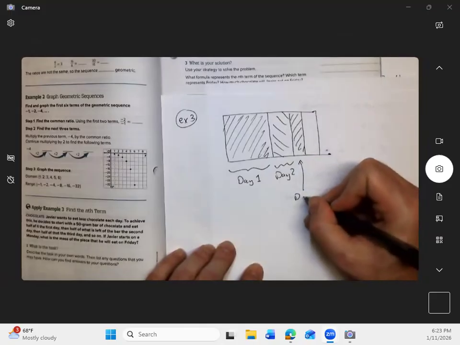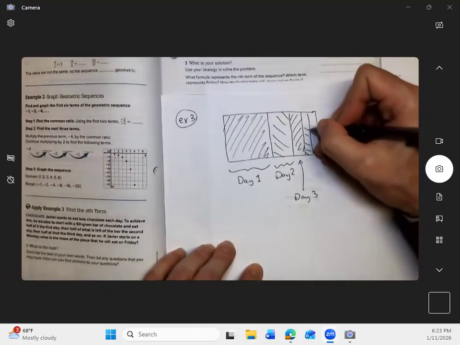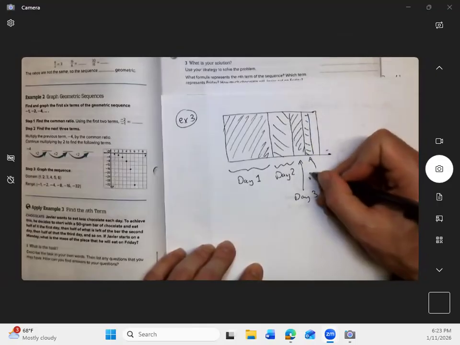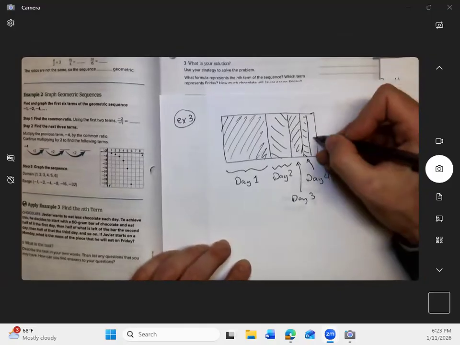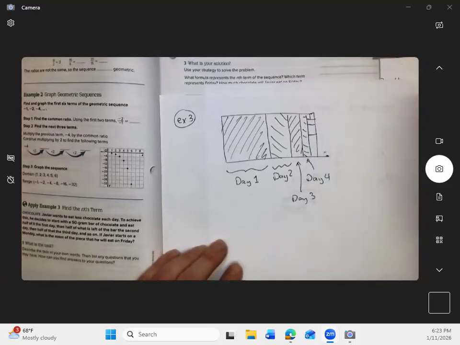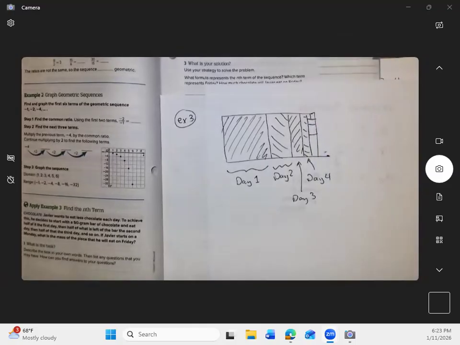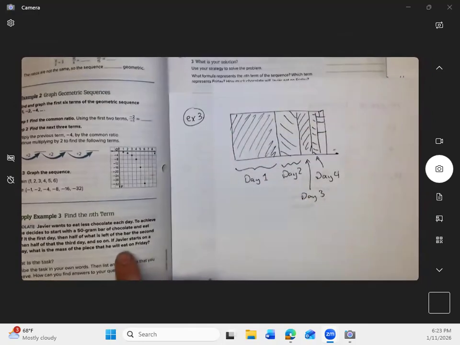So here's day 3. Day 4, he eats half of what's remaining there. So here's day 4, right? And this could keep going on and on. So maybe then he splits this in half, and then that in half, and then that in half, and then that in half. It could just keep going. And the whole thing started off as 50 grams.